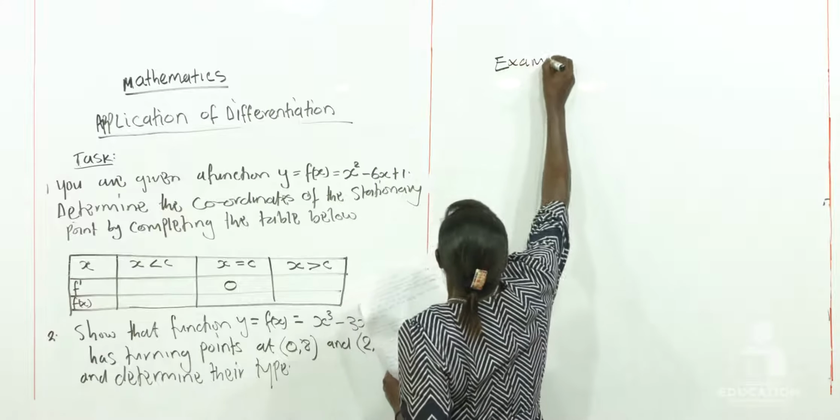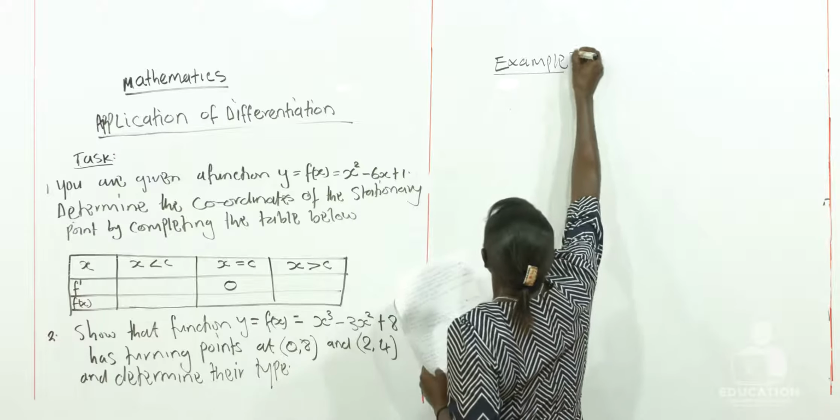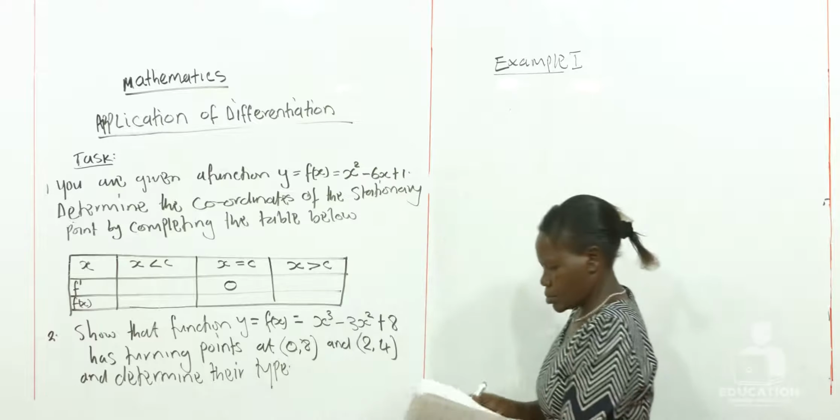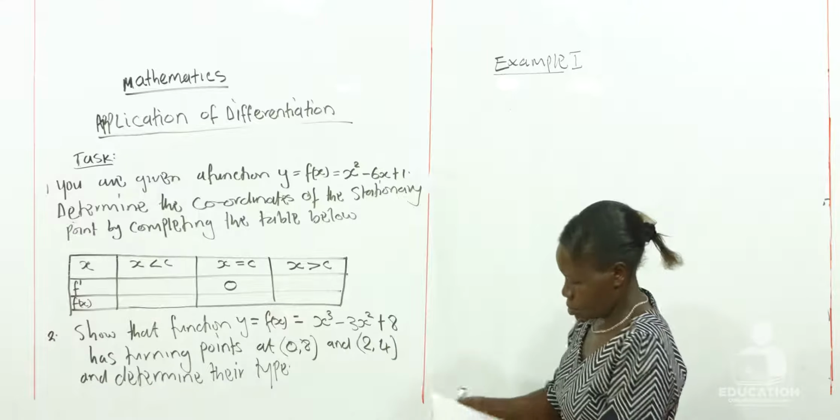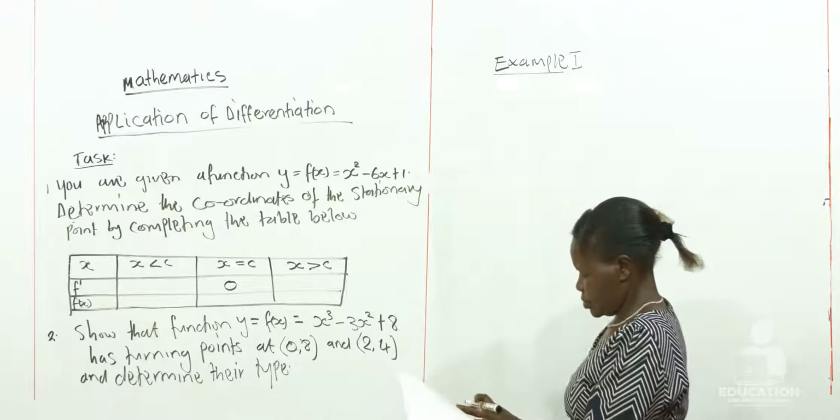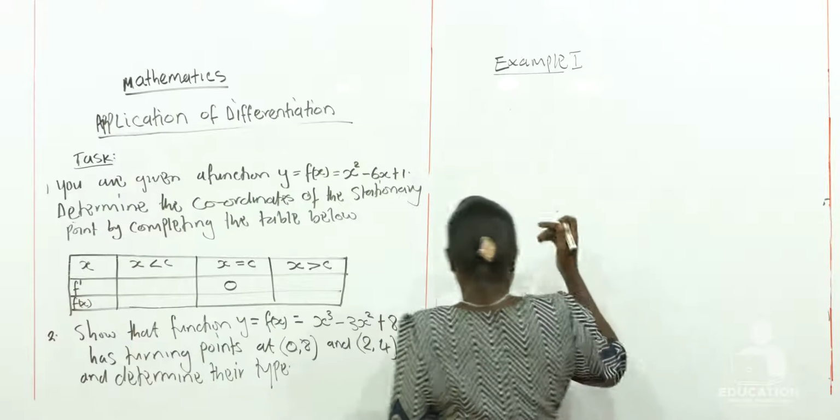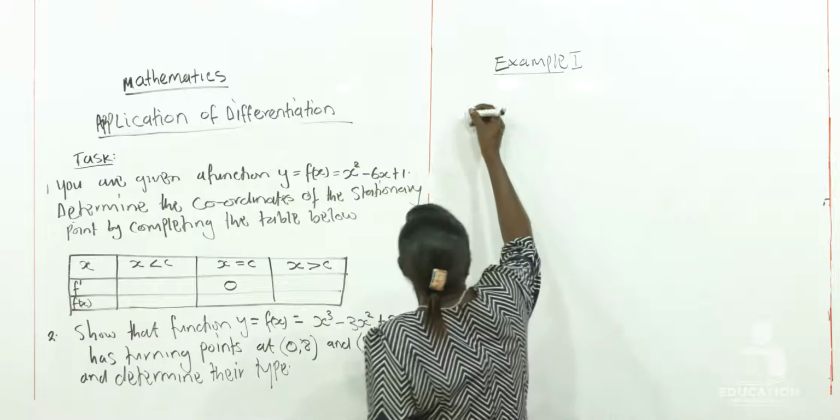So let us look at example 1. Example 1 says, describe the critical points of the following.